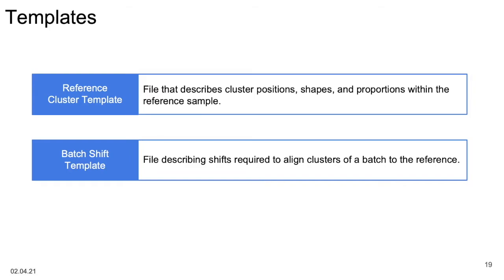Templates are another term that we use. The first refers to a reference cluster template, and that describes the positions, shapes, and proportions of the reference sample. And then we have batch shift templates, which describe the shifts that are required to align each individual sample according to its batch movement vectors to align that individual sample with the reference.